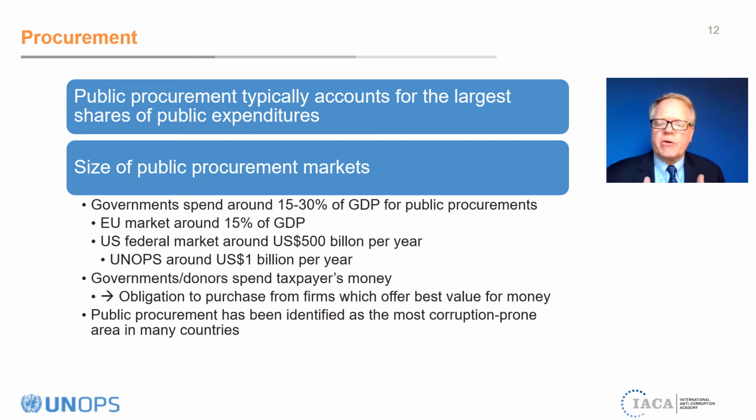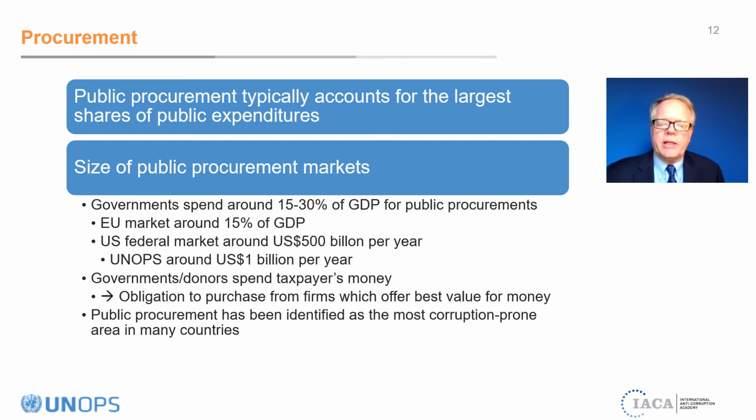In the U.S. federal market, it's smaller. It's only about 3% of the GDP of the United States, but that's still $500 billion per year. Even UNOPS spends around $1 billion per year on procurement, a substantial amount that can really have worldwide impact.